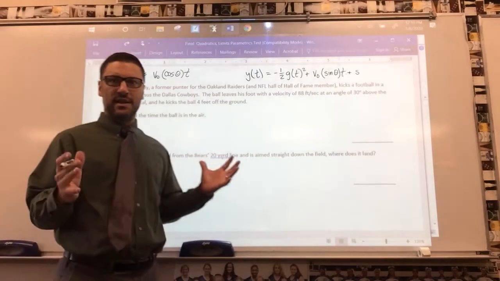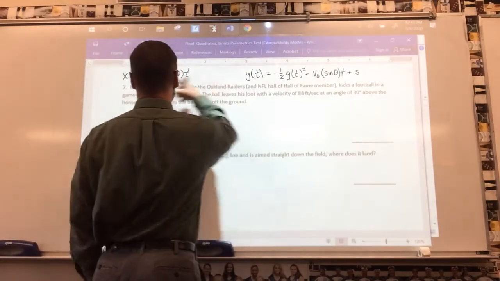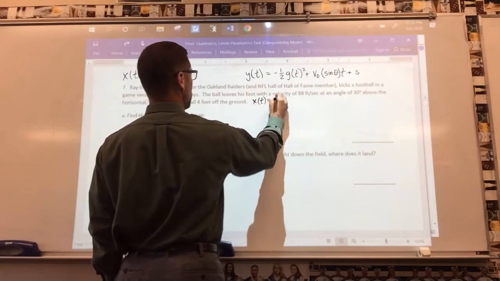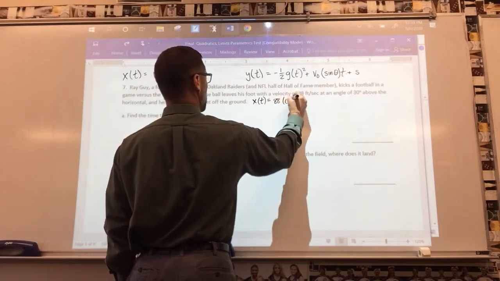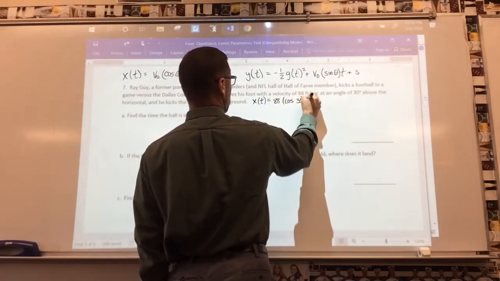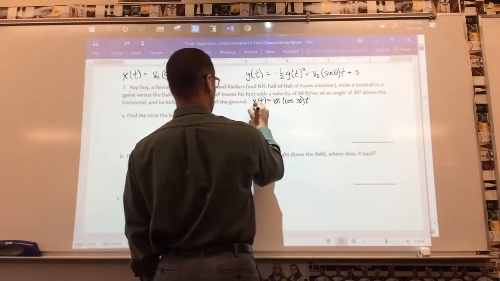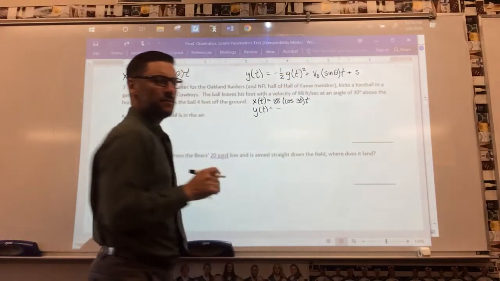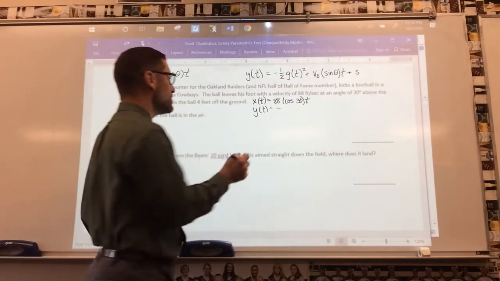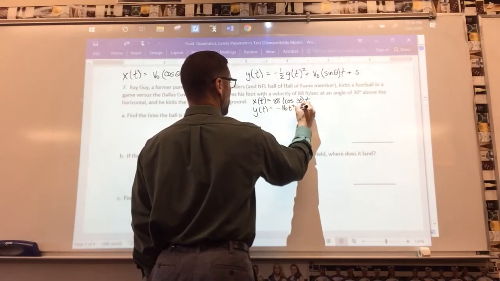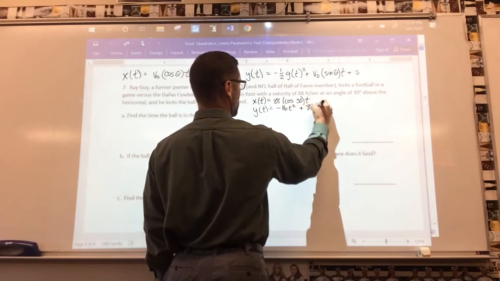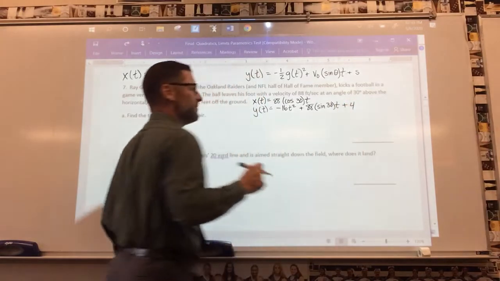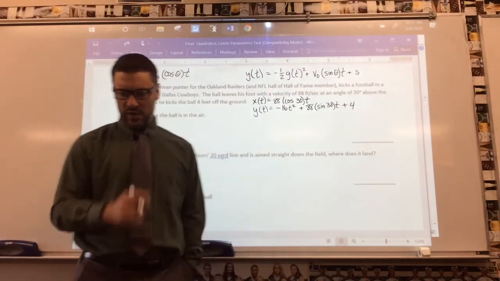Well, let's come up with a set of equations first. So let's see if we can have a set of equations that govern this. x with regards to t is equal to my initial velocity, 88 feet per second, times the cosine of the angle, which is 30 degrees, times t. That's my x of t. And my y of t is equal to negative 1/2 the gravitational constant, which for feet per second is 32, so that's negative 16t squared, plus the initial velocity 88 times the sine of 30 degrees times t, plus my start height, since he kicked it 4 feet off the ground. Those two equations are going to govern what we do here today.